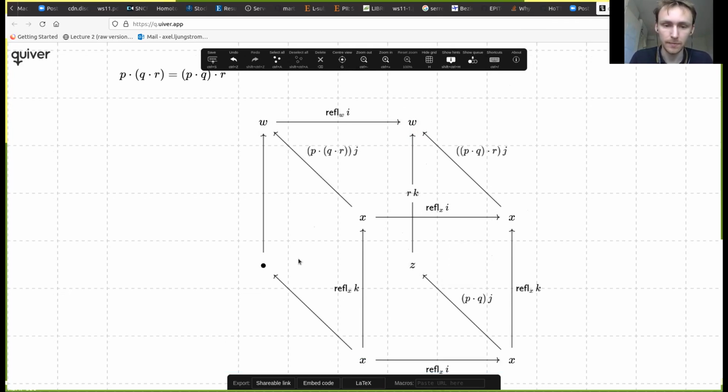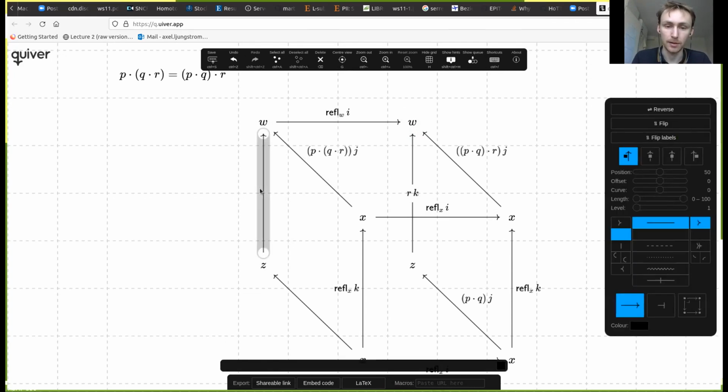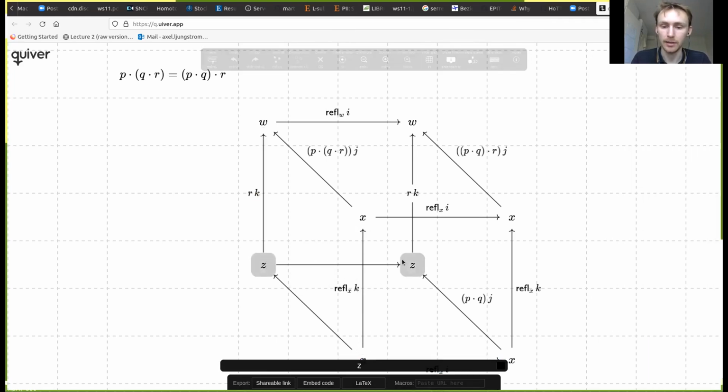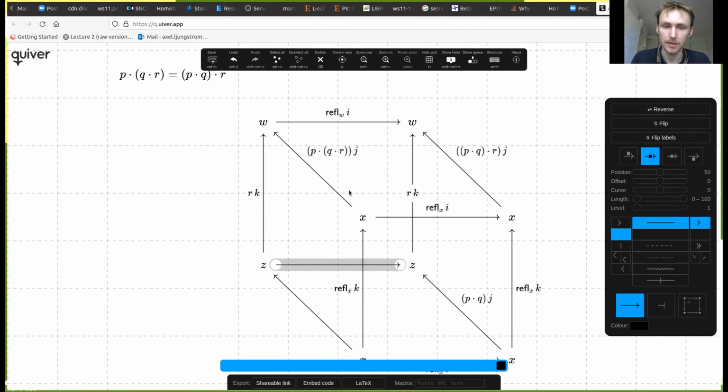Here we have Z. And here we have, let's require this one to be Z2. And let's label also this side by RK. So let's require that this guy is also RK. And let's require that this side is refl.